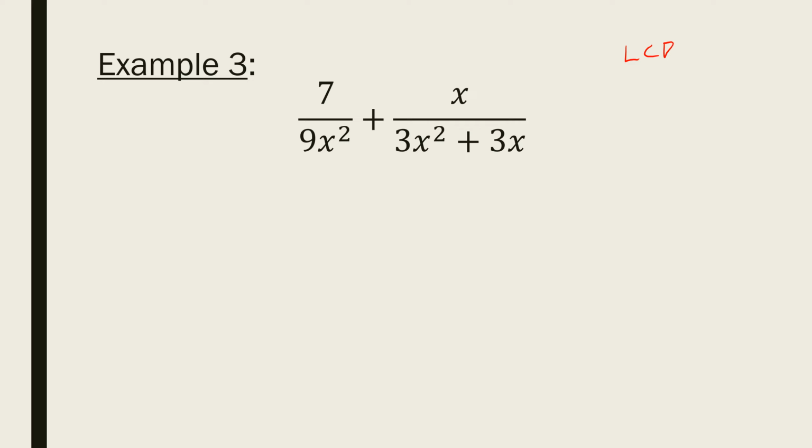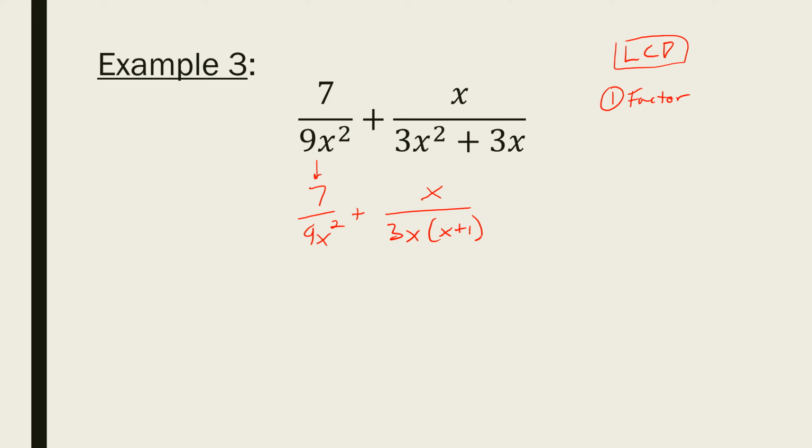A really good first step in order to find the LCD is to start by factoring the denominators. Starting by factoring the denominators helps me to see what I should multiply by to get that LCD. So let's just factor the denominators. First fraction, there's nothing in the denominator to factor, so let's just leave it. Second fraction, in the denominator I can definitely pull out a 3x, and this leaves me with x plus 1.